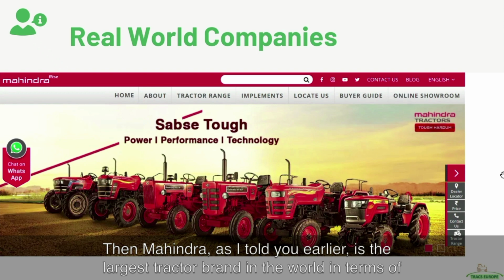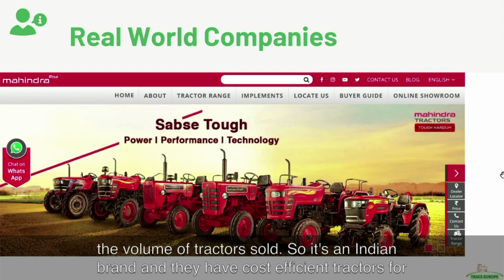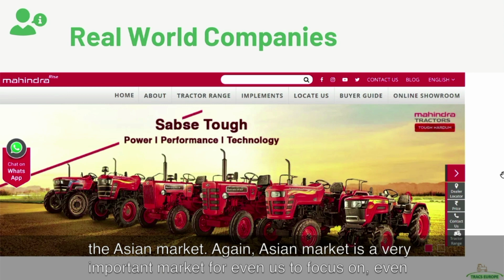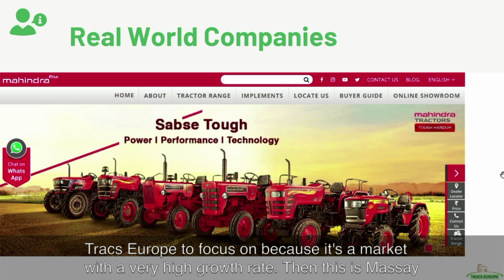Then Mahindra, as I told you earlier, is the largest tractor brand in the world in terms of the volume of tractors sold. It's an Indian brand, and they have cost-efficient tractors for the Asian market. Again, the Asian market is a very important market for even Trax Europe to focus on, because it's a market with a very high growth rate.